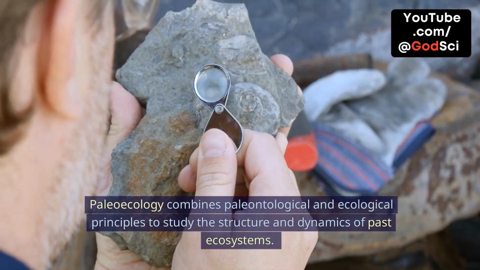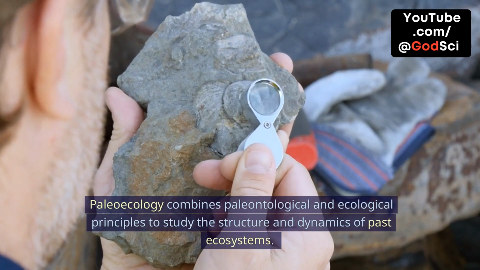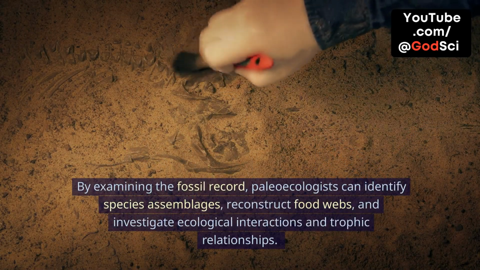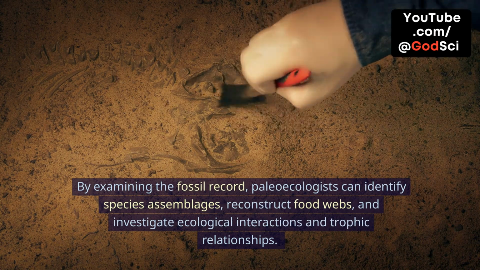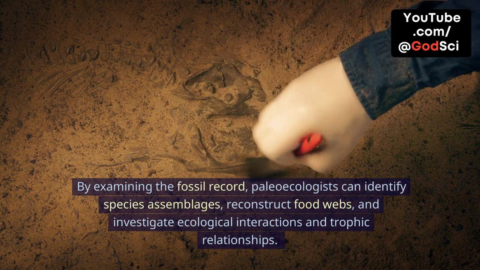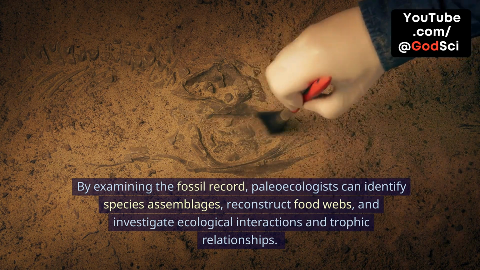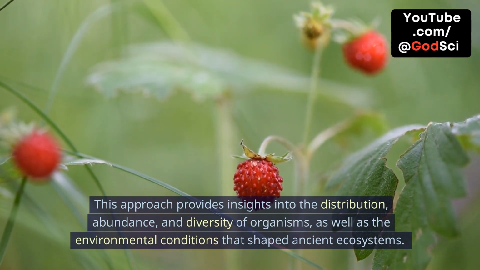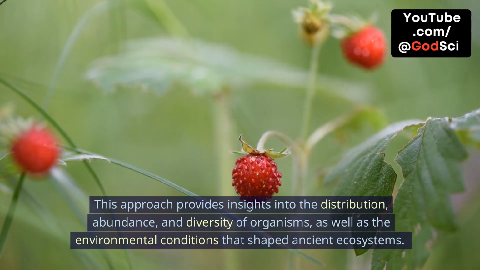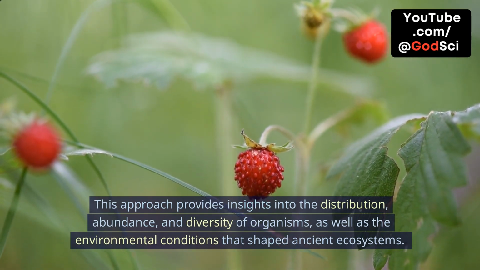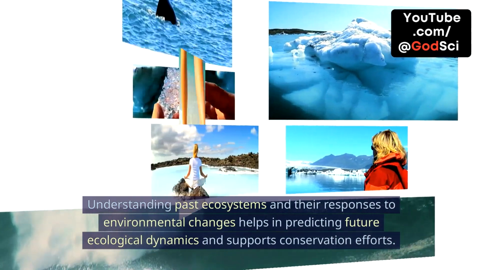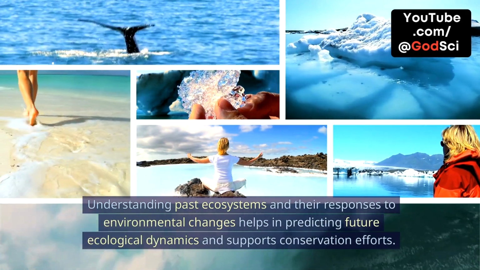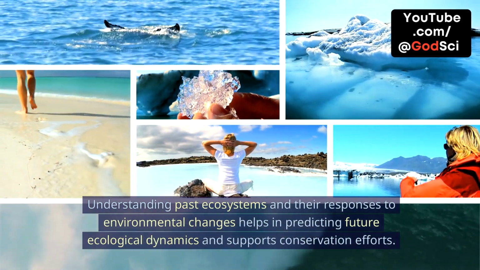Paleoecology combines paleontological and ecological principles to study the structure and dynamics of past ecosystems. By examining the fossil record, paleoecologists can identify species assemblages, reconstruct food webs, and investigate ecological interactions and trophic relationships. This approach provides insights into the distribution, abundance, and diversity of organisms, as well as the environmental conditions that shaped ancient ecosystems. Understanding past ecosystems and their responses to environmental changes helps in predicting future ecological dynamics and supports conservation efforts.